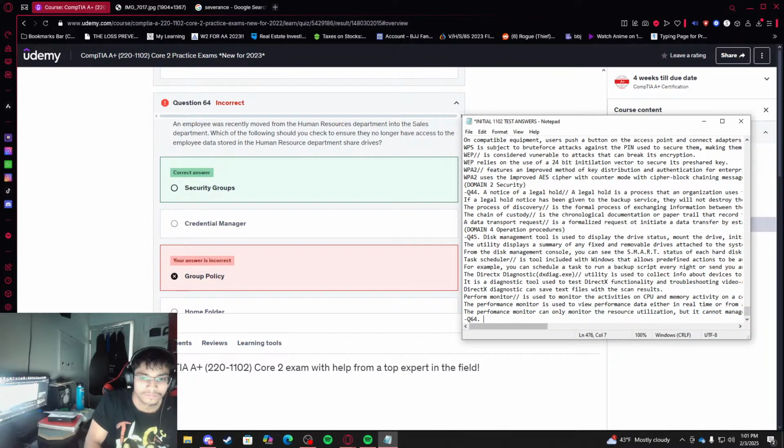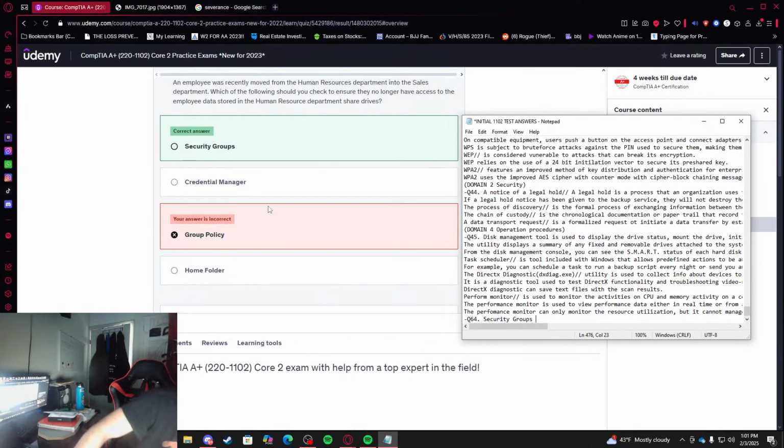Security groups. The employee was recently moved from the Human Resources Department into the Sales Department. Which of the following should you check to ensure they no longer have access to the employee data stored in the Human Resources Department shared drives?